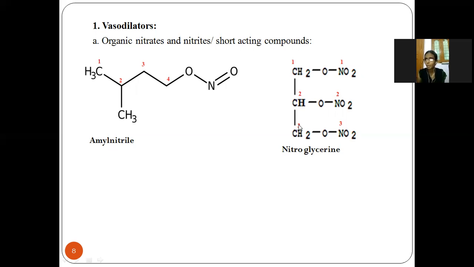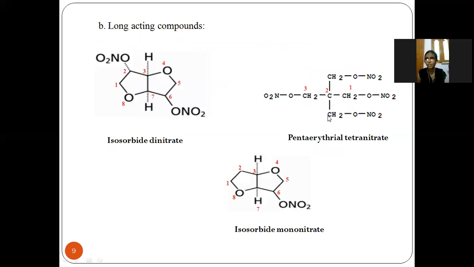3 carbon atoms means propane. To these 3 carbon atoms, the 3 oxygen atoms are there, 1, 2 and 3. So for these oxygen atoms, 3 nitro groups are attached. So next one is long acting compounds.